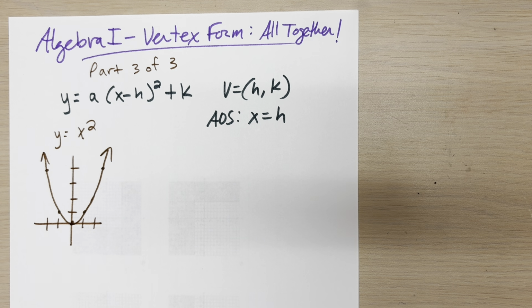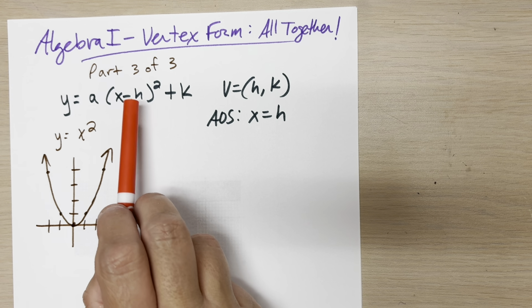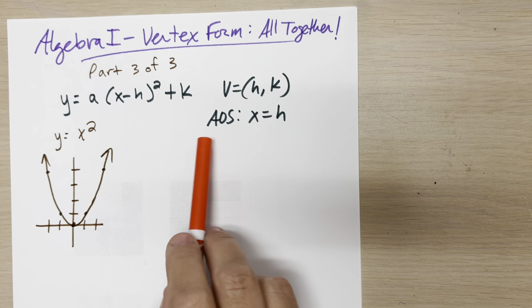Here is the Vertex form of a quadratic function. y is equal to a times the quantity x minus h squared plus k. The vertex can be found by looking at the equation and putting h, k in a coordinate pair. The axis of symmetry is simply the line x equals h. Remember, this is the vertical line that passes through the vertex.